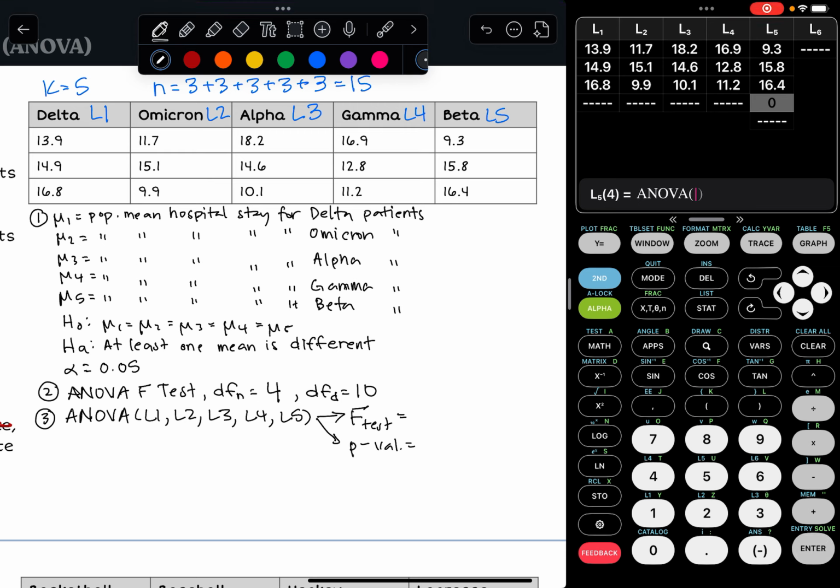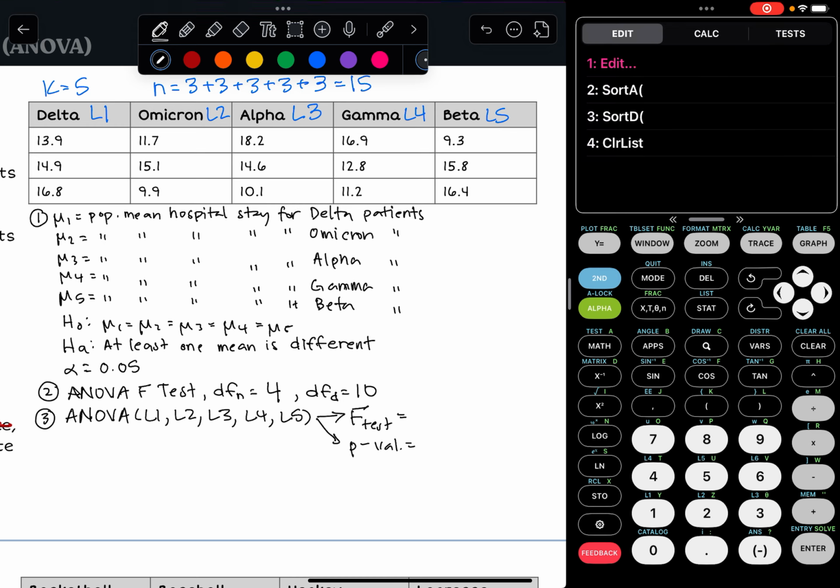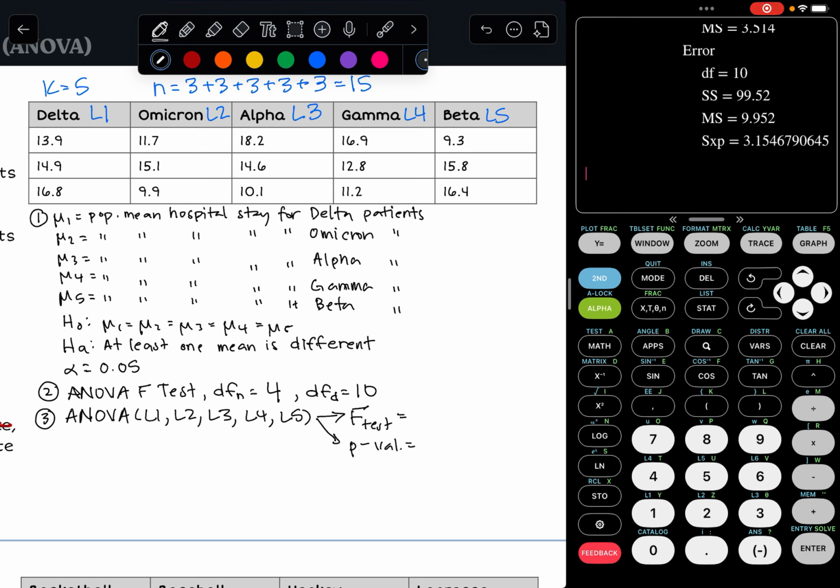And you'll notice it just prompts me. Ooh, I shouldn't do it here, however. I should go back home. Stat, tests, ANOVA. It just prompts me for list names. So list 1, comma, list 2, all the way out to list 5. And then I'm going to close my parentheses and hit enter.